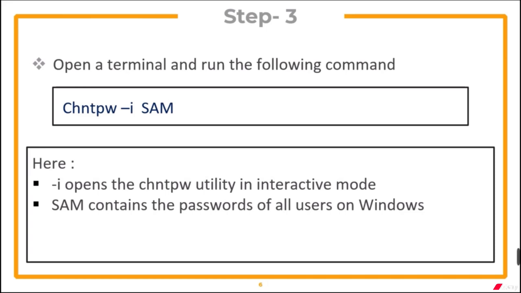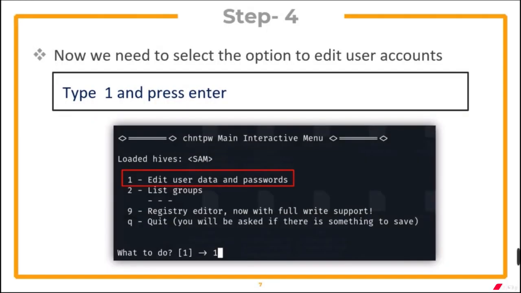Open the terminal and run the following command: chntpw -i SAM. The i flag opens the chntpw utility in interactive mode, and SAM is the file that contains the passwords of all users on Windows. Now we need to select the option to edit user accounts. Type 1 and press enter.